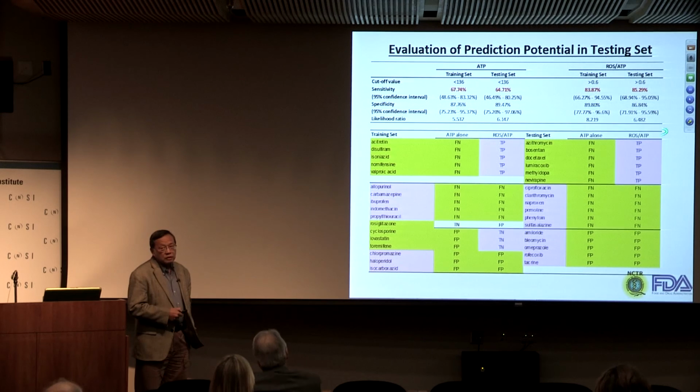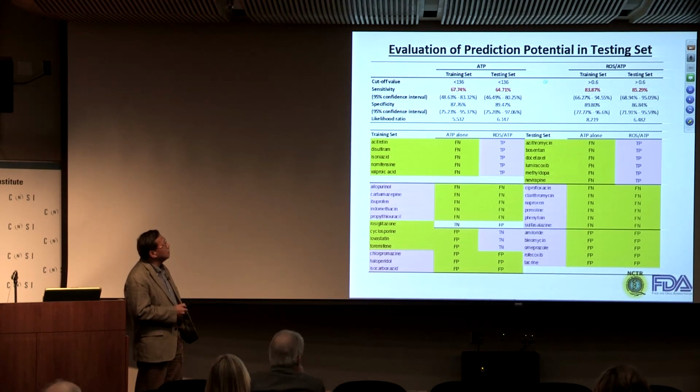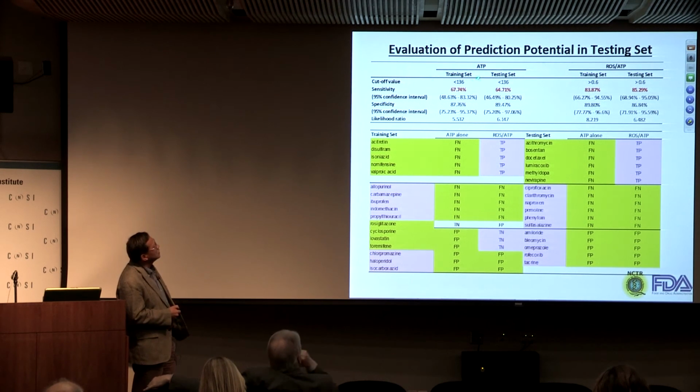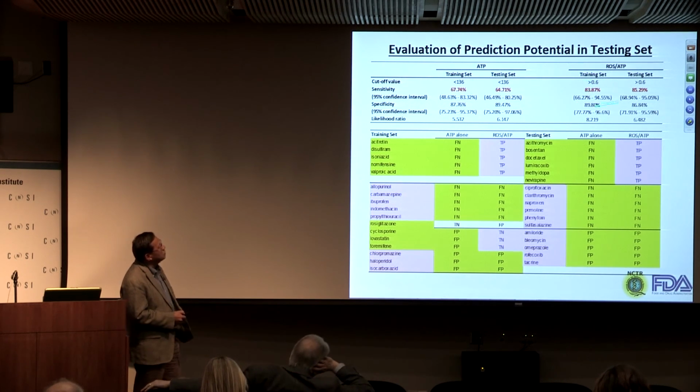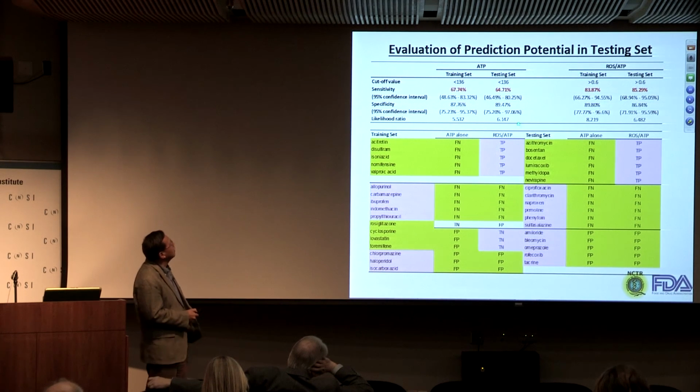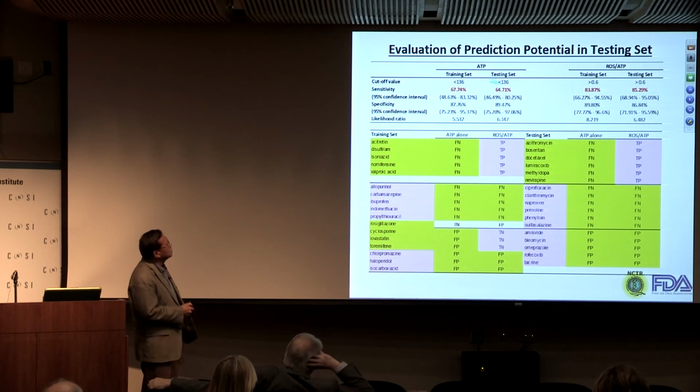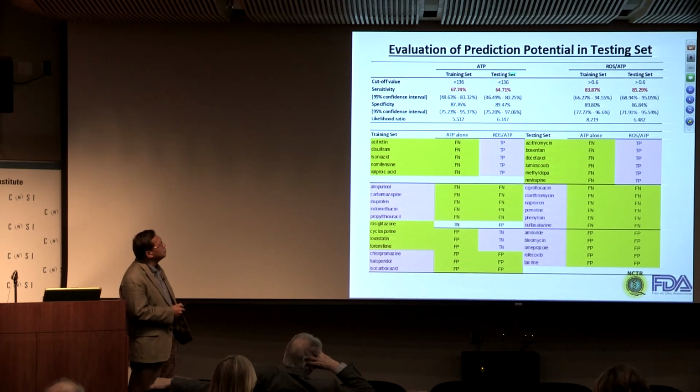First we involve 80 drugs in the training set, then we have 72 drugs in the testing set. You can see in the training set, ROS ATP is almost the same. The sensitivity is 83, 84, and the testing set is 85. Then we try to see why the ATP couldn't be better than the ROS ATP. The ATP only has 67 and 64 sensitivity, but the specificity is almost the same, 89, 87.